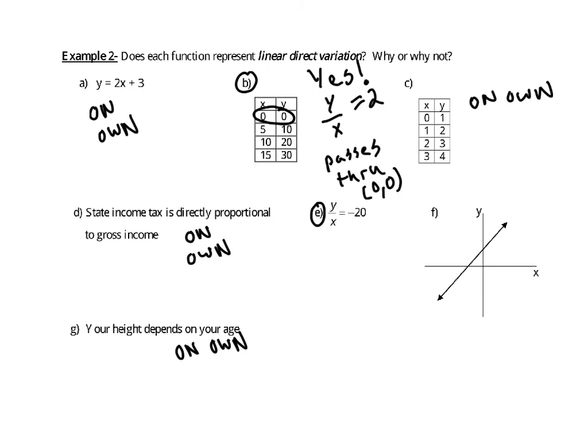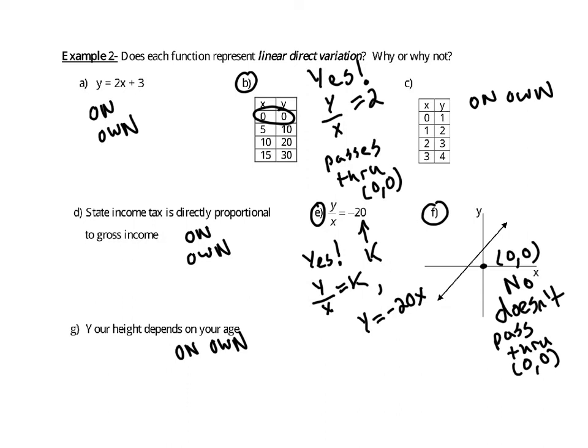Example 2e, notice we have the setup y divided by x equals negative 20. Since the constant of proportionality, or the slope, is negative 20 every single time you divide y by x, this would be yes. So you can say y over x equals k as a potential explanation, or you could also say y equals negative 20x. As another reason, by multiplying both sides by x, you can see that you have y equals mx plus 0.